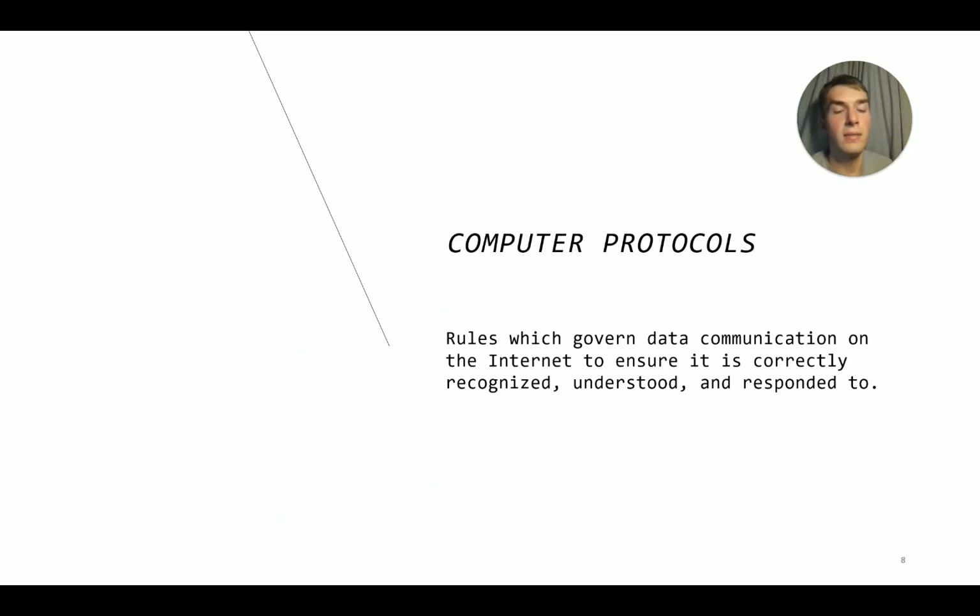And so, in a similar way to how humans use protocols to make sure that they're understood and that they obtain the information that they want, or they provide the information requested of them, computers use protocols. Computer protocols are rules which govern data communication on the internet to ensure it is correctly recognized, understood, and responded to. They're the guidelines to how computers can communicate with each other in a way that's going to be understood by all involved parties, and that's going to lead to a fulfillment of the objectives of both parties.